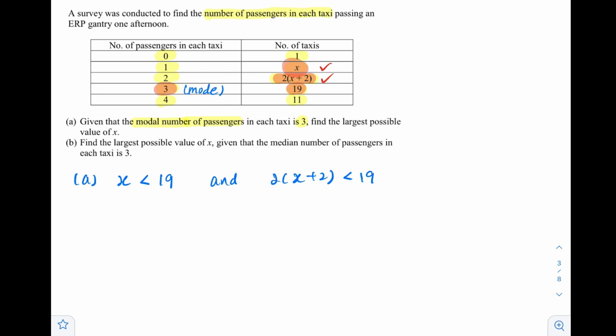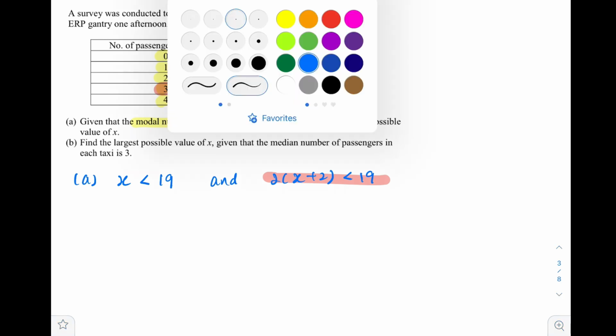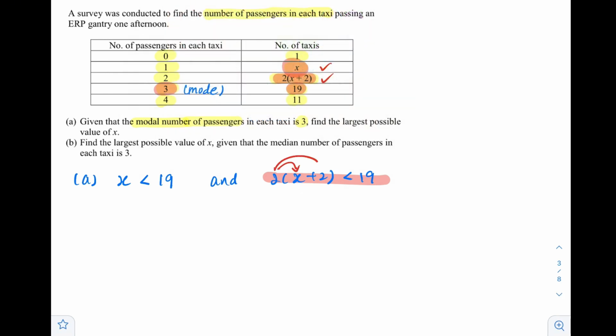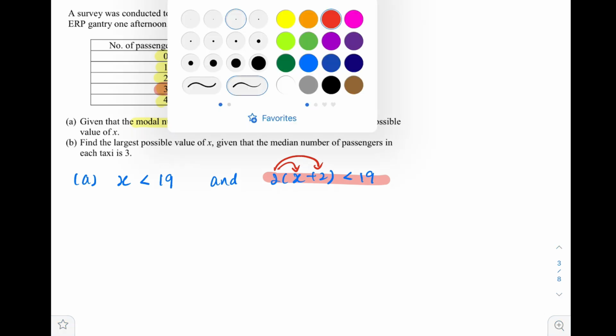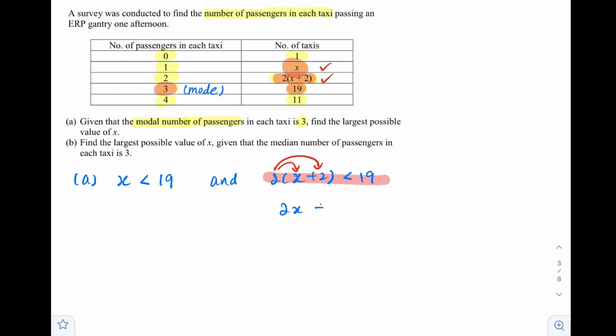So let's try to solve this inequality. First, I would need to multiply the 2 into X plus 2. That will give me 2X plus 4 less than 19. If you recall, to solve an inequality, you can subtract 4 on both sides. That will be 15. Then X must be less than 15 divided by 2, so X must be less than 7.5.